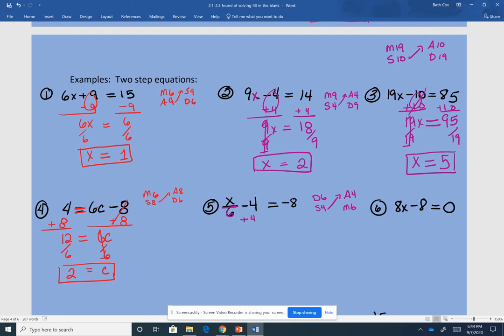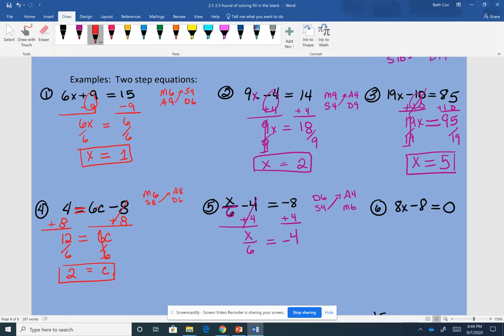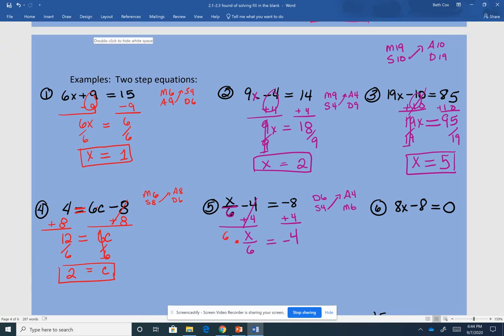I'm going to add 4 to this side, and that's 0, cancels out, and I'm left with x over 6. What I do to one side, I'm going to do to the other. Now I have to do negative 8 plus 4. Use your calculator if you have to. And now I'm going to multiply by 6.